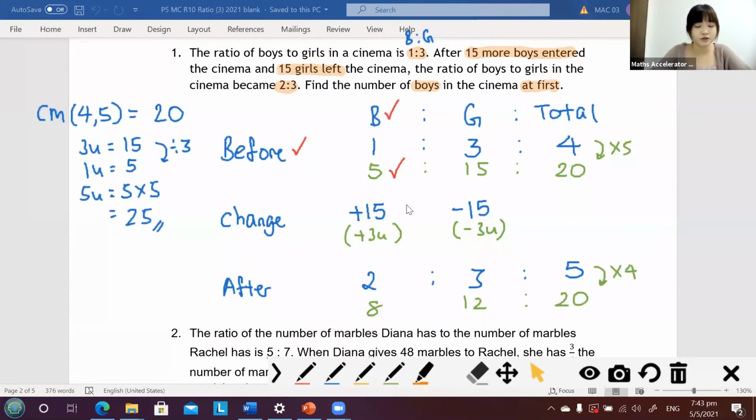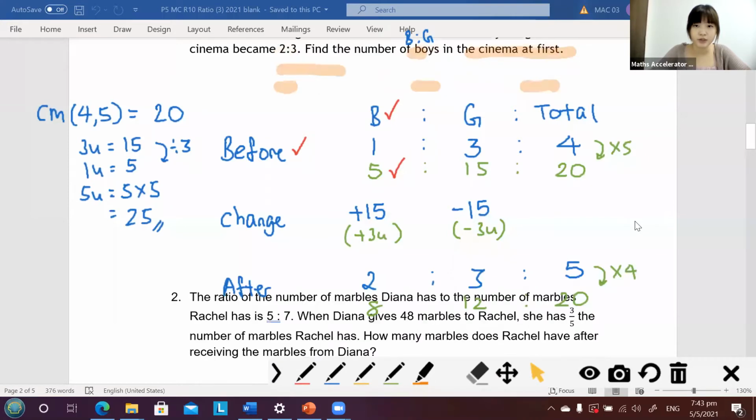Okay, let's go on. Question 2. If you're still not sure how to do it, we'll look at question 2. It might be clearer for you.